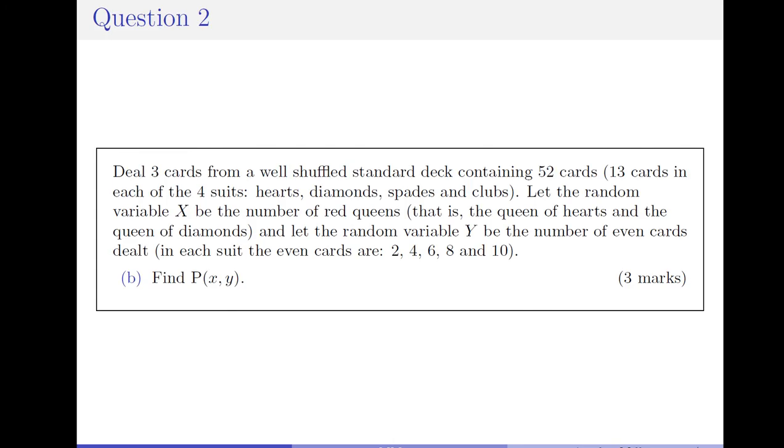Okay, moving on to question B. We've been asked to find P of x, y. So what we do in this one is we need to make use of a formula that was given to us in class. Now a reminder, this formula was not provided on the examination formula sheet, so it was one that you would have had to have known.